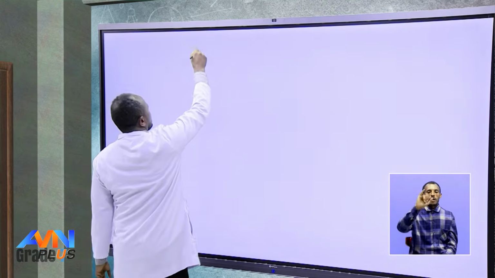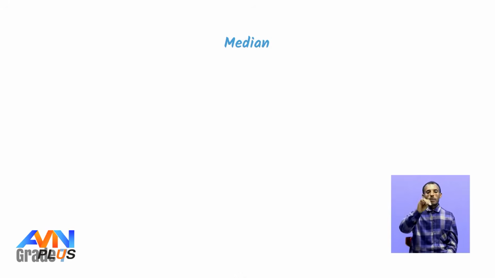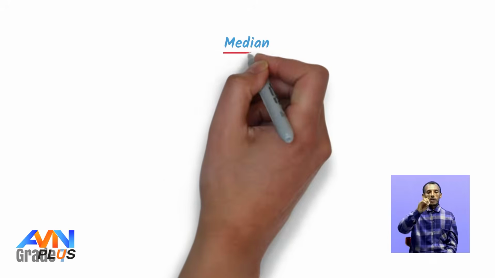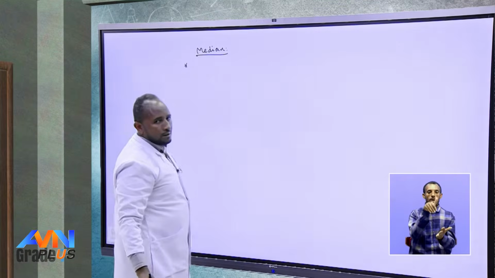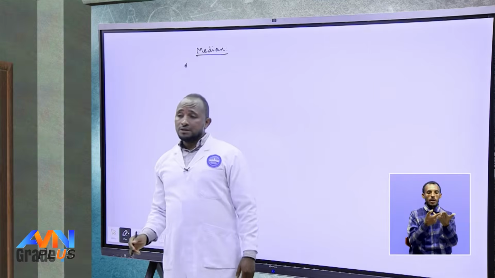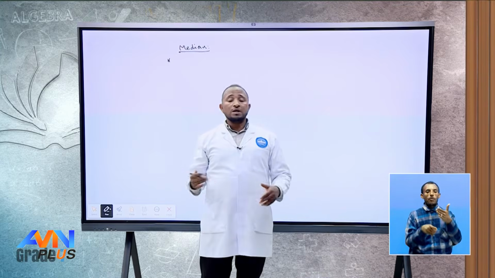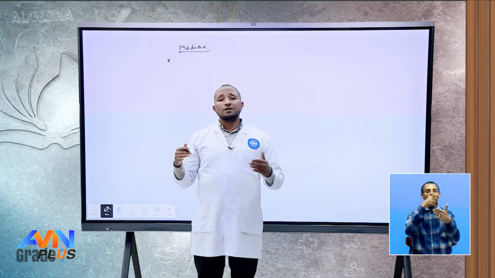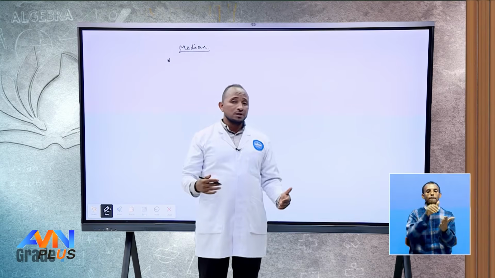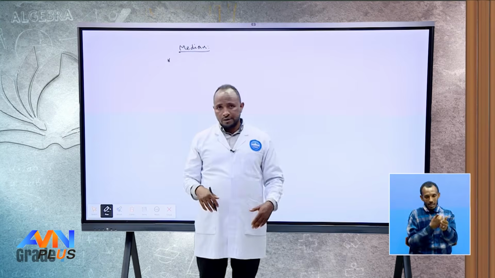Median. Here, the median is a data value. The median of a given data set is a value which is found at the middle when we arrange the data set in ascending or descending order.